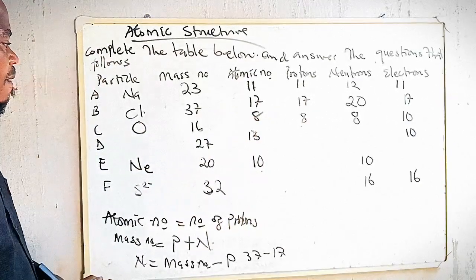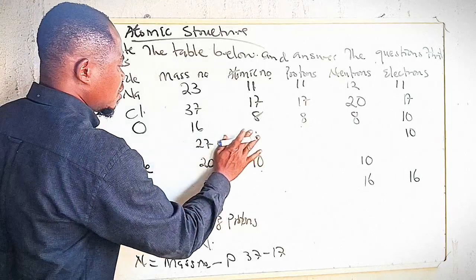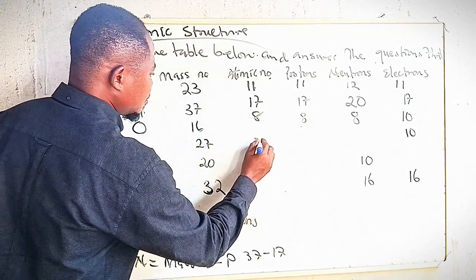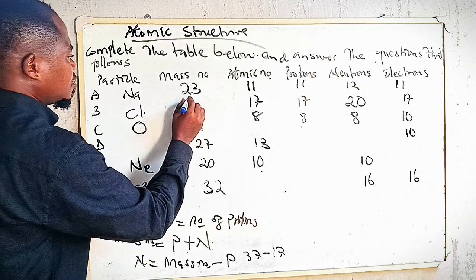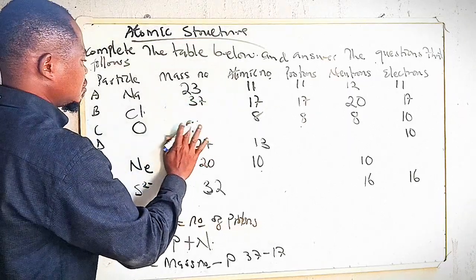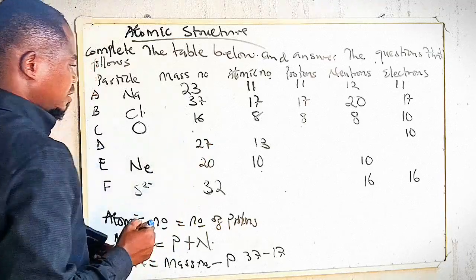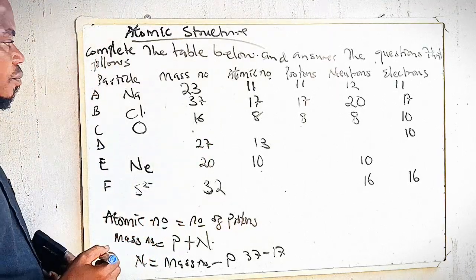Yeah, it's oxygen. Alright. Let me not confuse you. Here should be 13. Yeah. 37. 16. Then we are good now.